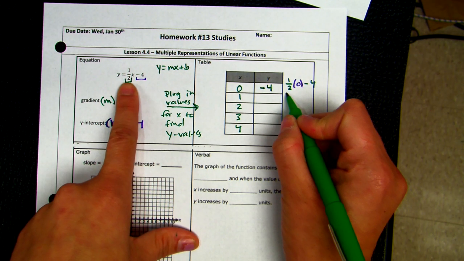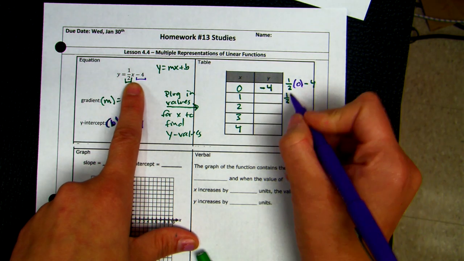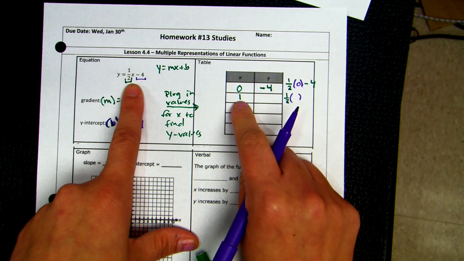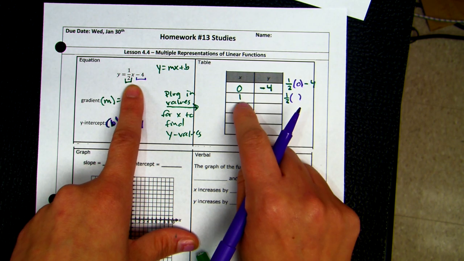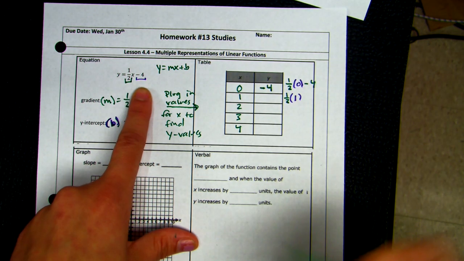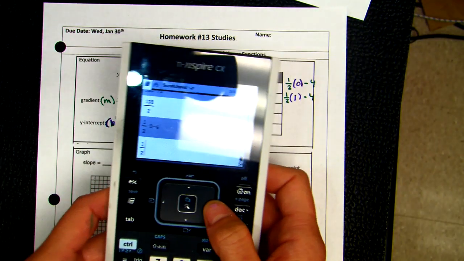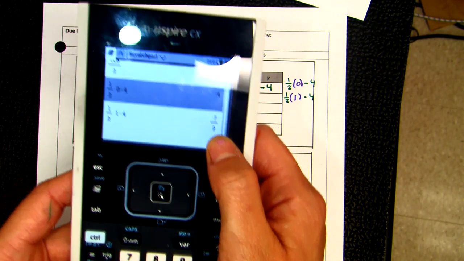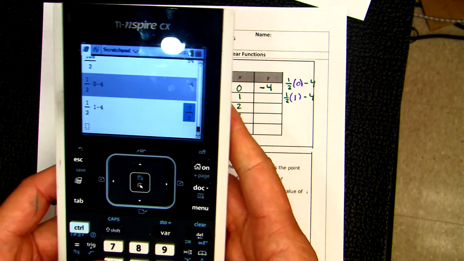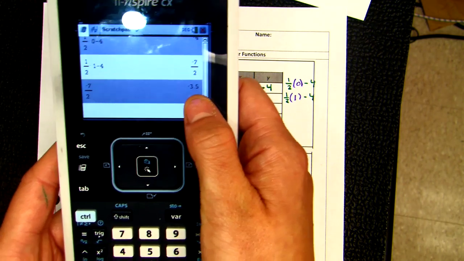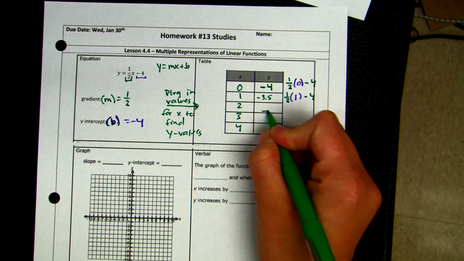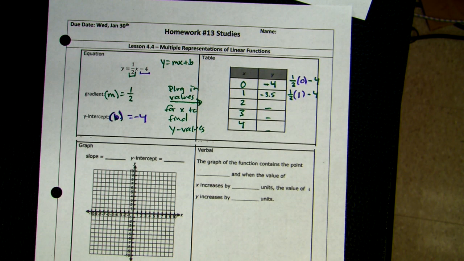Same thing here, I'm using my equation 1/2 parentheses x. Wherever I see an x, I'm going to plug in whatever value is in this x column. So here I'm going to plug in 1 for x, minus 4. Same thing, type it in my calculator. 1 over 2 times 1 minus 4 gives me -7 over 2. If you want to, you can convert that into a decimal, so it's -3.5. So here is -3.5. I'm going to let y'all fill in these next three.